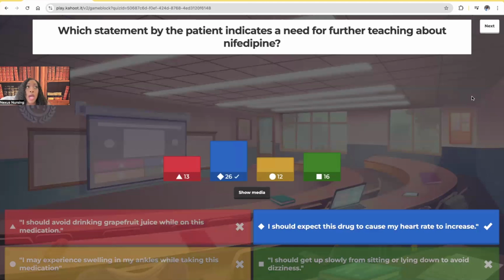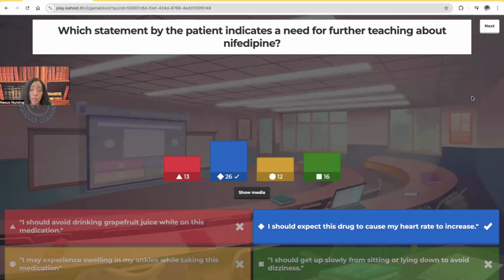grapefruit juice can cause adverse reactions with the drug. I may experience swelling in my ankles while taking this medication. Absolutely could be part of that vasodilation that happens. And also, I should get up slowly. Why? Because of the orthostatic hypotension that may happen. All of those are true, right?